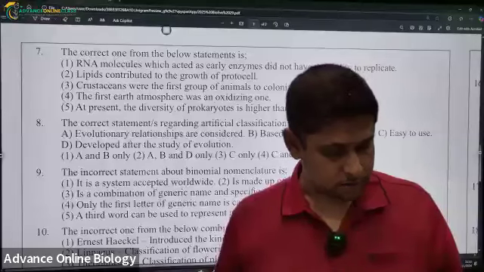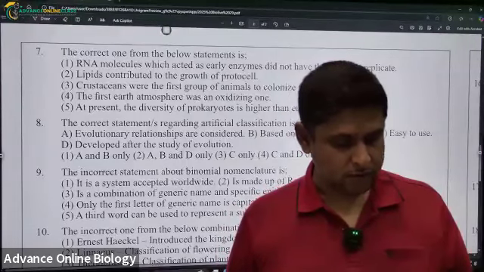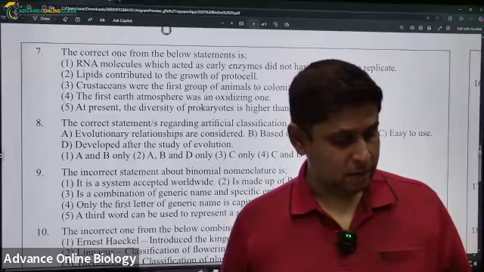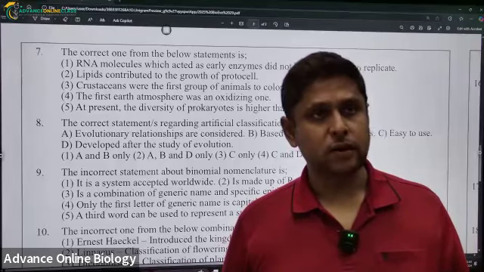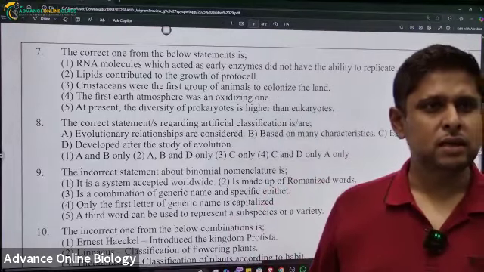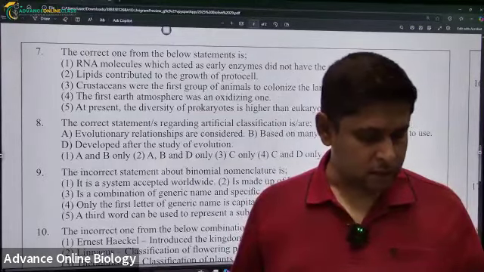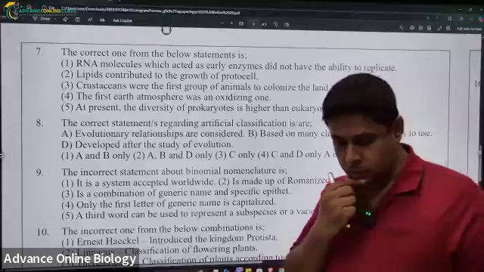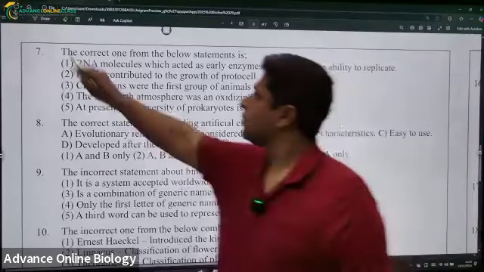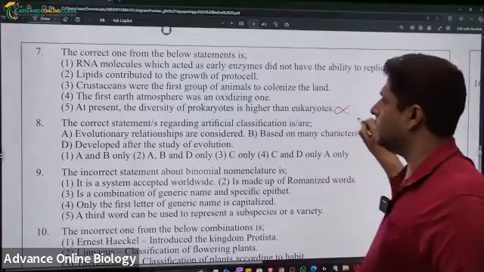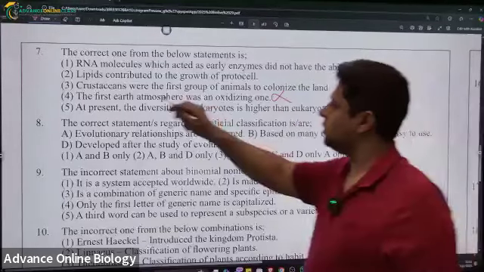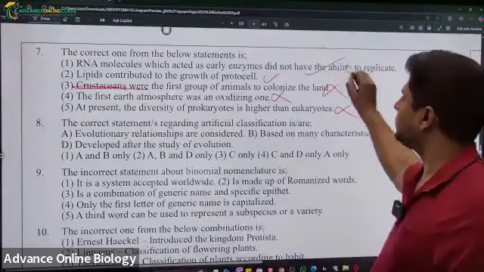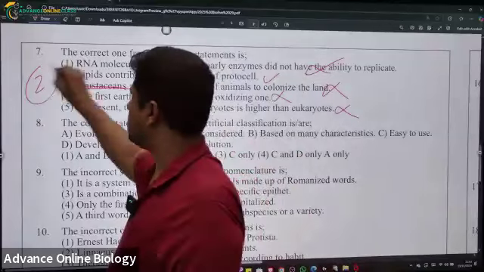Lipid bounded vesicles. Crustaceans were the first group of animals to colonize the land. And then the first Earth atmosphere was an oxidizing one. That's wrong, we said that the early atmosphere was a reducing one. And then at present, the diversity of prokaryotes is higher than that of the eukaryotes. This is wrong. Crustaceans, insects, and spiders, this is also wrong. So we'll take the second one as the answer.